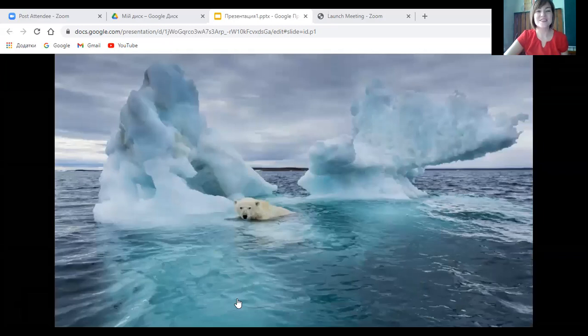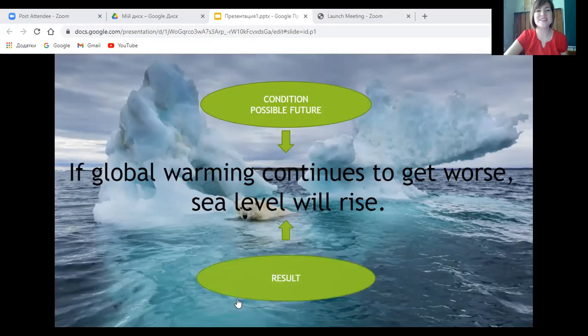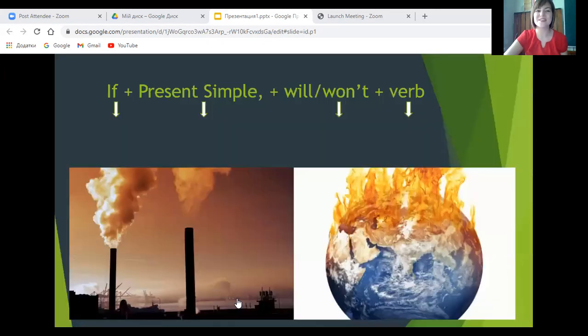Conditional sentences are if statements, and they are made of two parts. The first part is the condition, and the second part is the result of that situation. For example, if global warming continues to get worse, sea level will rise, where if global warming continues to get worse is the condition and sea level will rise is the result.